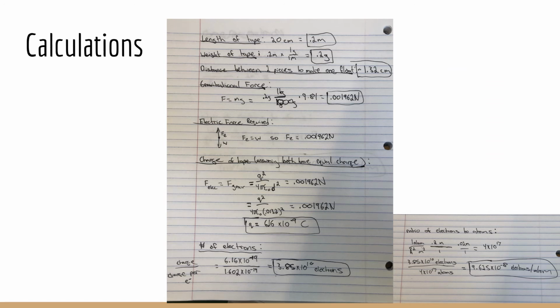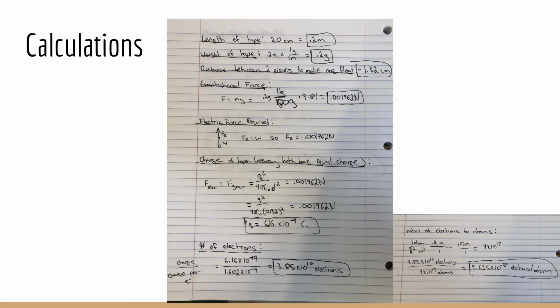Here are my calculations. First, to calculate the gravitational force experienced by a piece of tape, I multiplied the mass of the tape, 0.2 grams, by the acceleration due to gravity, 9.81. Knowing this, I knew that in order for the tape to be suspended in the air, the electric force must be equal to the weight. At this point, I knew the separation distance between the two tapes, so I was able to plug everything into Coulomb's law and solve for Q. I found Q to be 6.16 times 10 to the negative 9th coulombs.